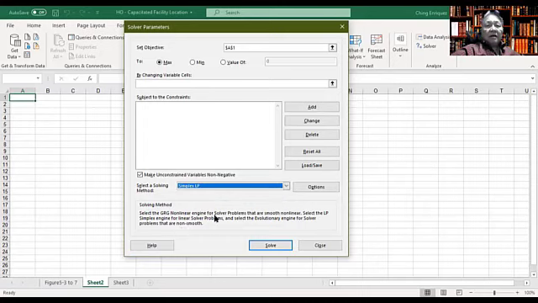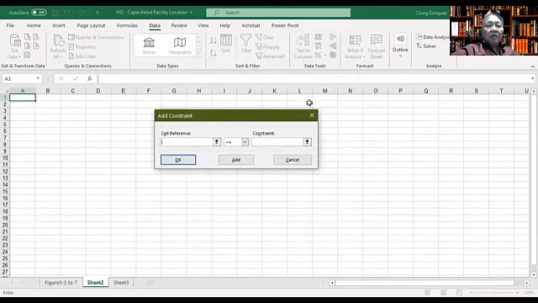When you add a constraint here, you have to push add, and then another window will come out, and this is where you indicate the equation of your constraint. Either equals, greater than, or integer. If it's binary, then you specify binary. Binary meaning you only allow two values, either 0 or 1.